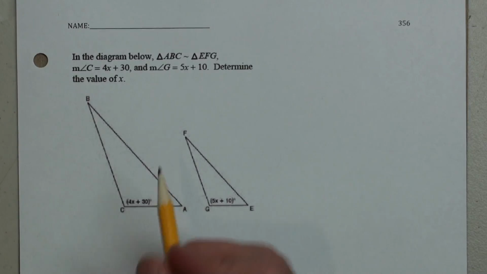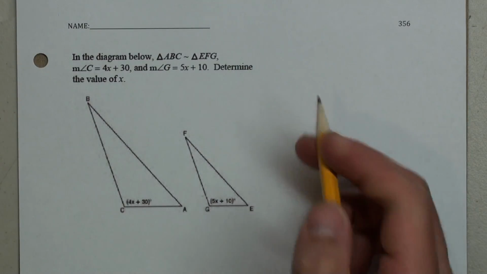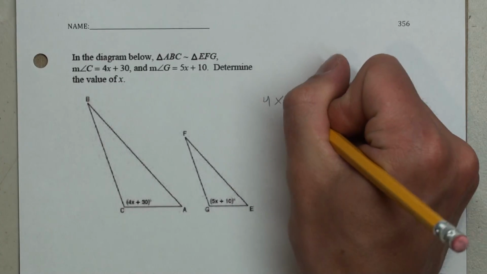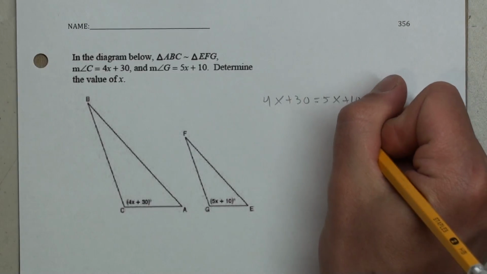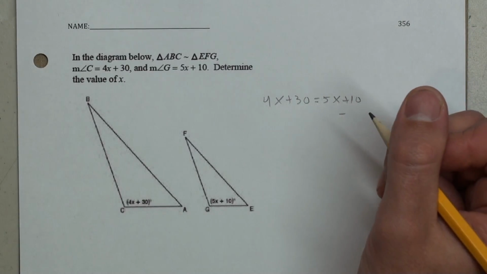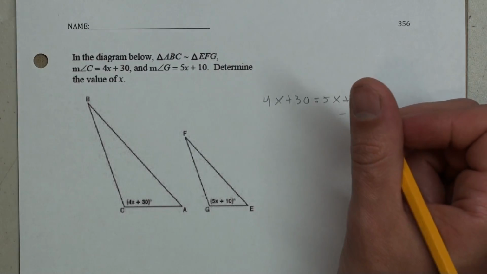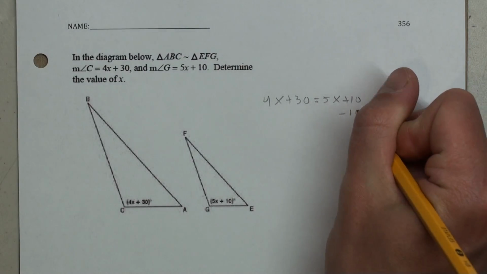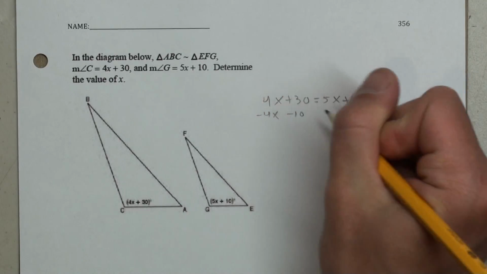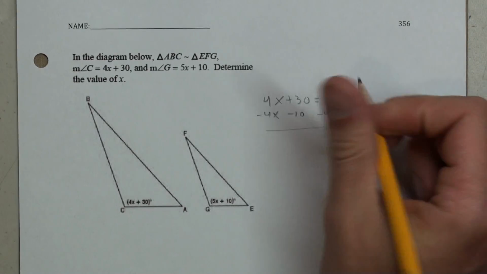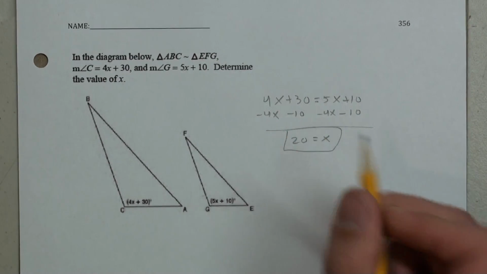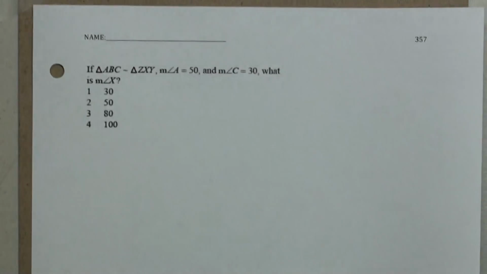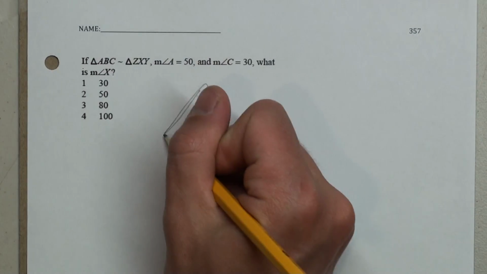In the diagram below, the triangles are similar. Angle C is this, angle G is that. So 4x plus 30 equals 5x plus 10. Subtract. How do I want to do this? I want to subtract 10 from both sides and subtract 4x from both sides. Then I would get 20 equals x. And that's it. We have two similar triangles.